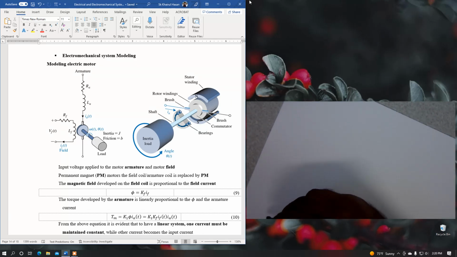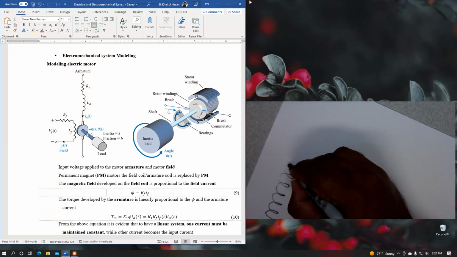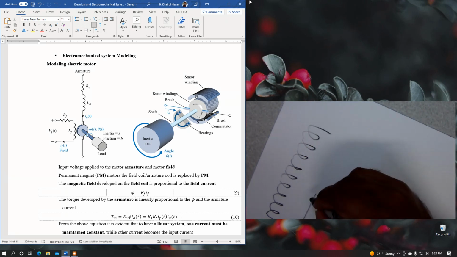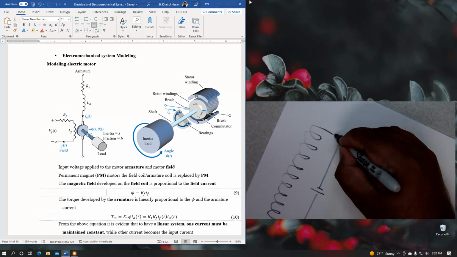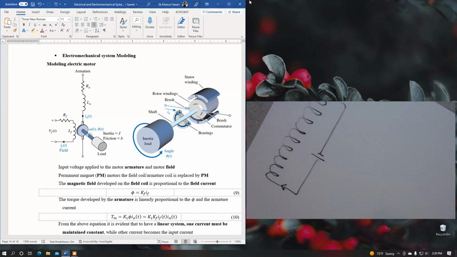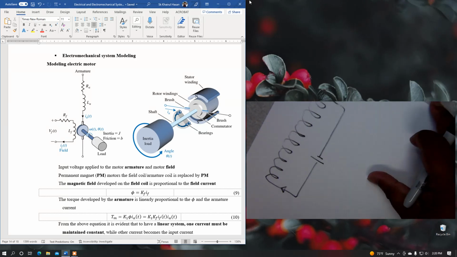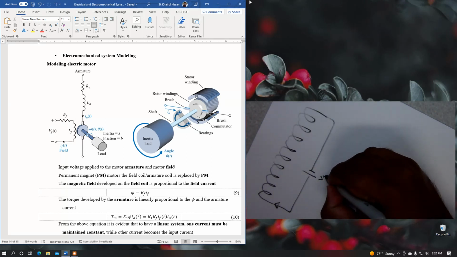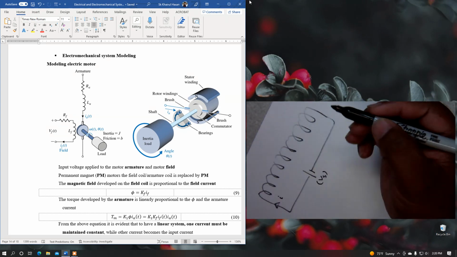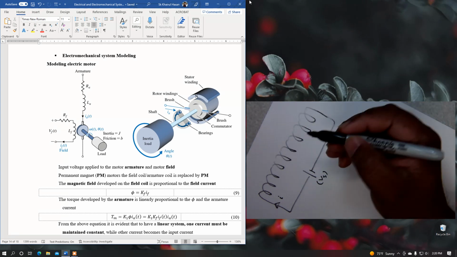If you have a coil like this, and if you apply voltage to this coil, then the current will start flowing through the coil. Here is the DC source voltage, and the current I flowing through the coil is nothing but the inductor, right? So it has inductance.